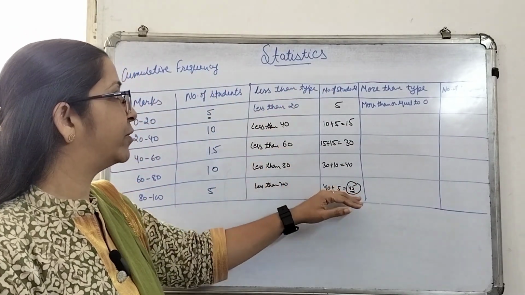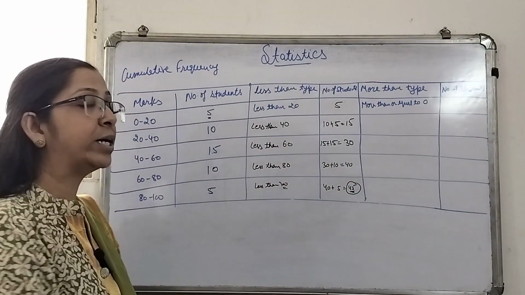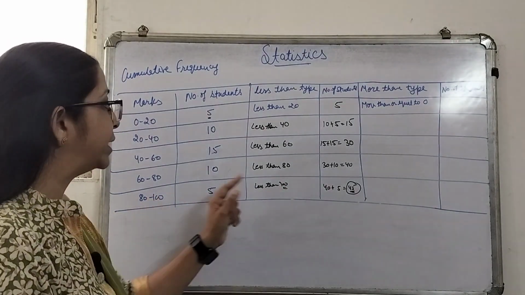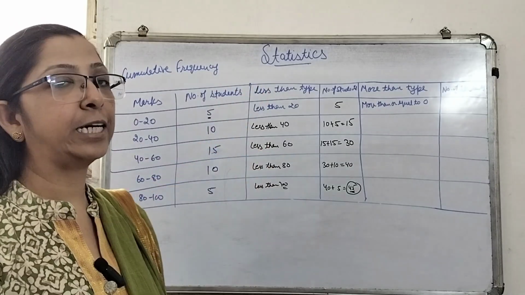So this is how we will be finding the cumulative frequency. In this we will be considering the student who has secured 100 also. The number of students who have secured 100 will also be considered under this category. So this is your less than type.